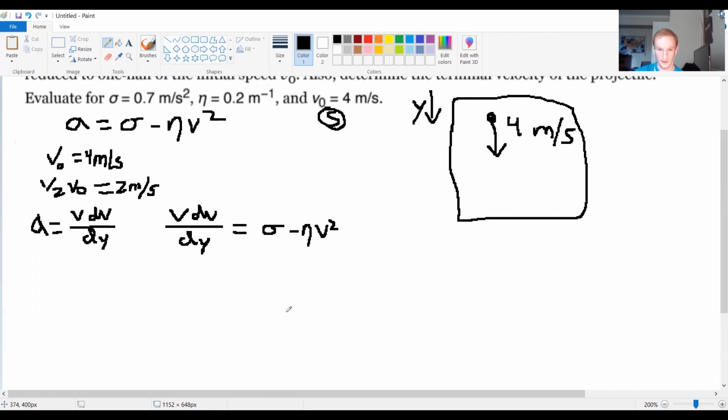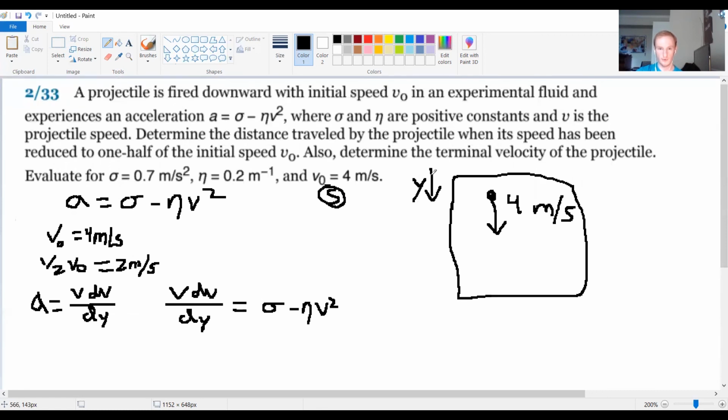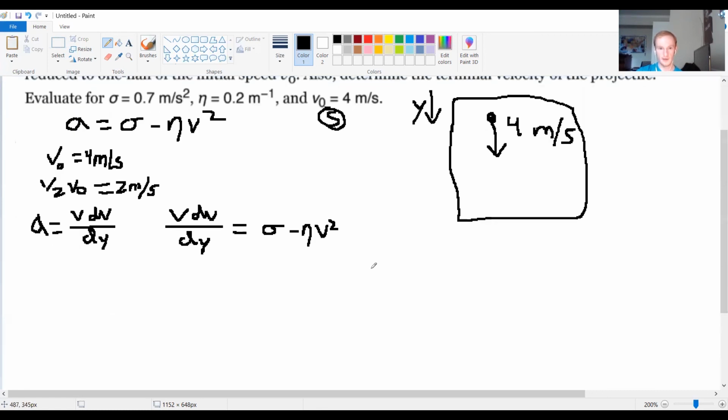We have the separation of variables. So we have a v over here, a couple of v terms over here, and we have a y. So we want to relate the velocity only to the displacement. So we have the y here, and through separation of variables, we can change this to v dv over sigma minus n v squared equal to the differential relating to y.